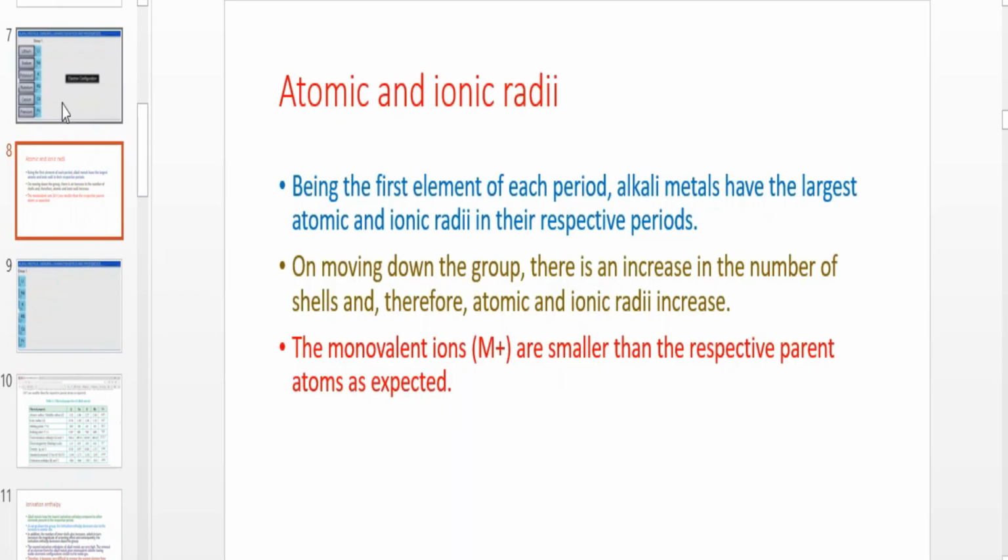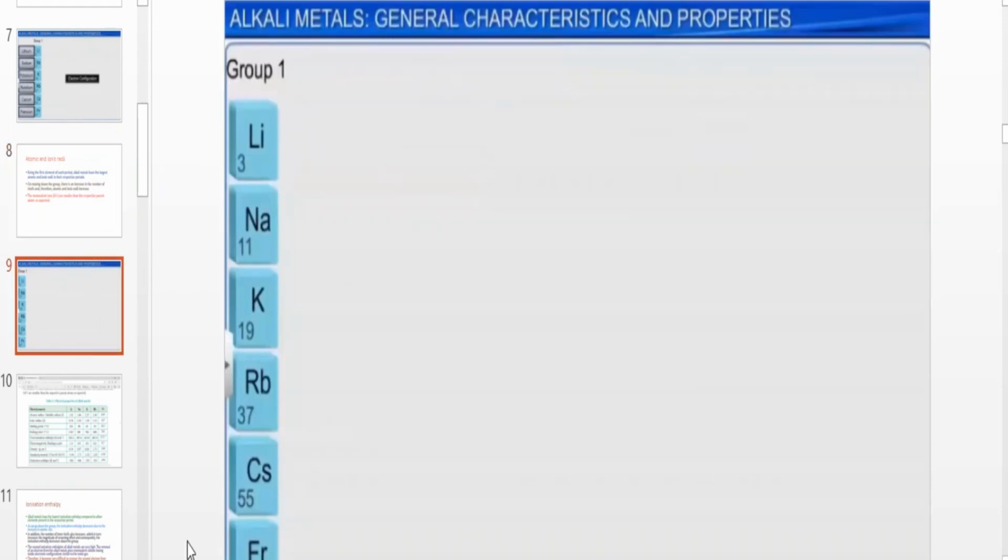Regarding atomic and ionic radii, all these alkali metals occupy the first place in each and every period. So these alkali metals have the largest atomic and ionic radii in their periods. If you come down the group, look at this.